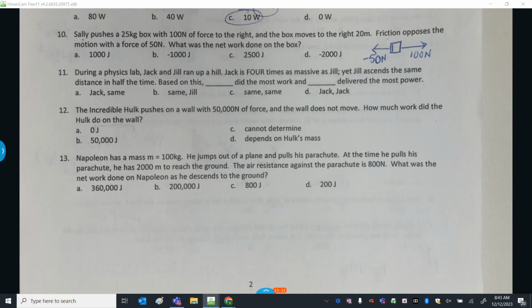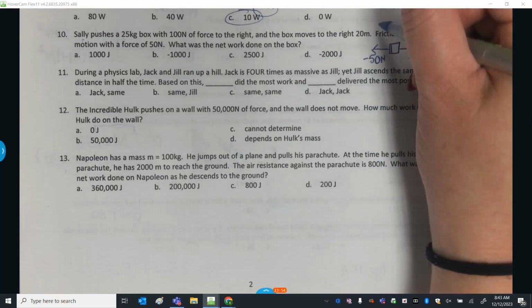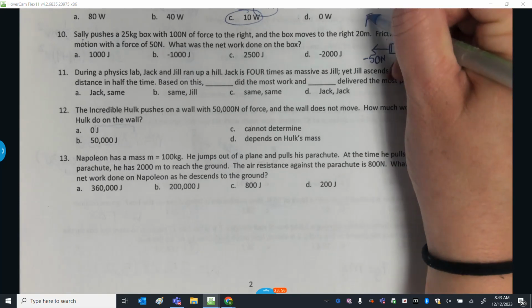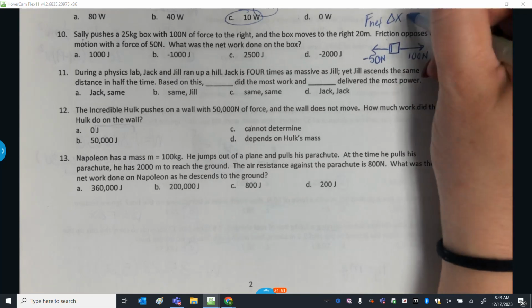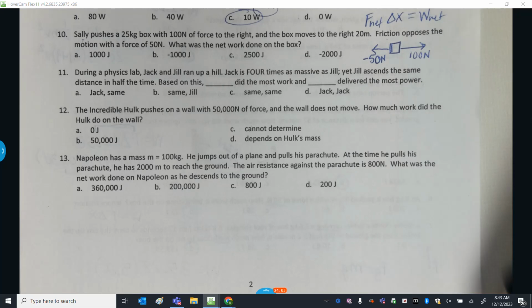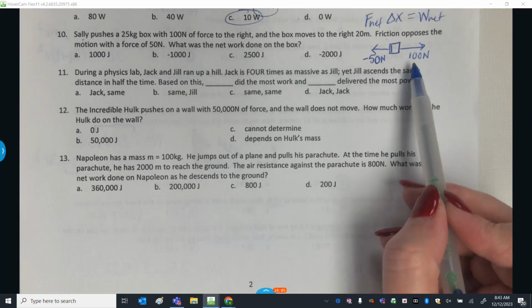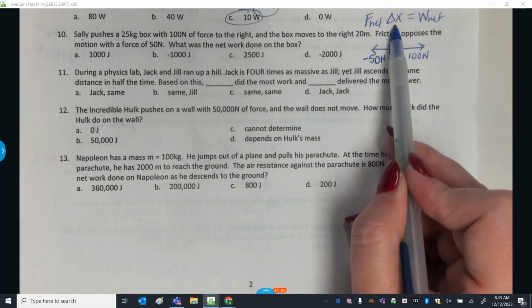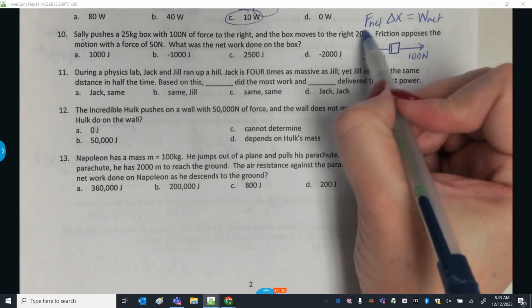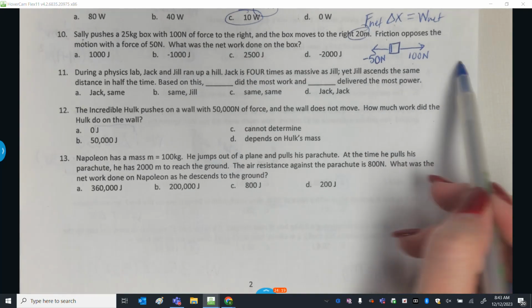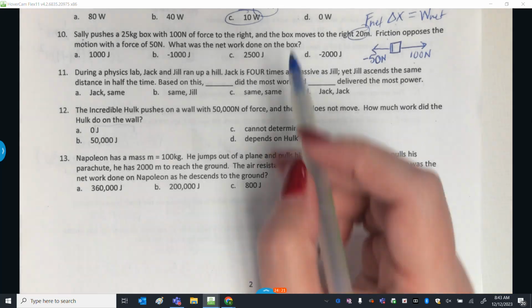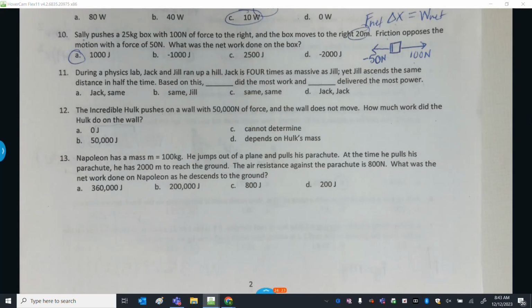And if I want to find my net work, it'll be my net force, F net, times displacement. And that's going to give me my net work. So I'm going to take this 50 newtons, multiply it by the displacement, which the question says is 20 meters. So we're going to do 50 times 20, which is 1,000, and it is in the positive direction. Everything's to the right, so it's positive 1,000, and that's answer choice A.